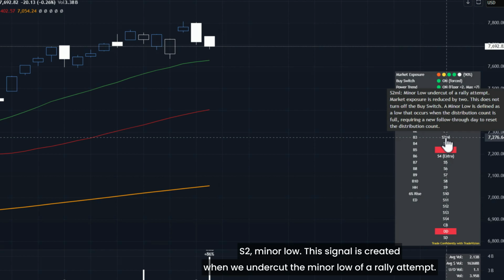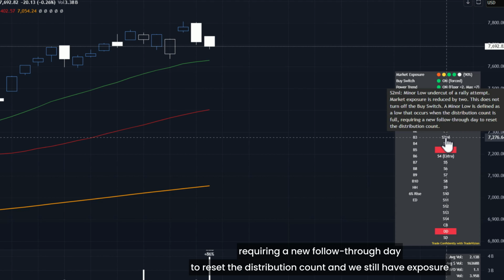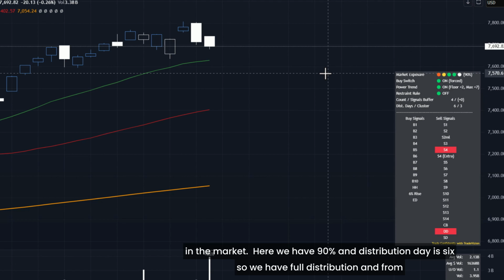S2 minor low. This signal is created when we undercut a minor low of a rally attempt. The market exposure is reduced by 2. This does not turn off the buy switch. A minor low is defined as the low that occurs when the distribution count is full, requiring a new follow-through day to reset the distribution count, and we still have exposure in the market.